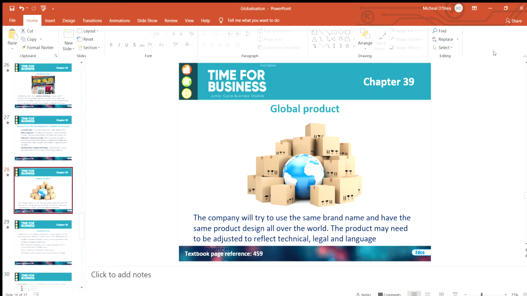So a global product is obviously what they're trying to sell. They'll use the same brand name so that people know who you are in America, and people know who you are in South Africa, and so forth. They'll try to use the same brand name and have the same design all over the world. The product may need to be adjusted to reflect technical, legal, and language differences.